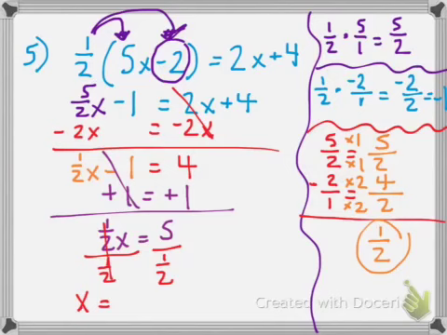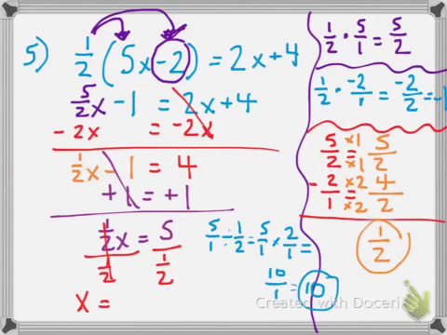I know 5 divided by 1/2 is a complex fraction. So it's the same as 5 over 1 divided by 1/2, and that's the same as 5 over 1 times 2 over 1. And then I'll write it underneath. 5 times 2 is 10, 1 times 1 is 1. 10 over 1 is the same as 10, so x equals 10.